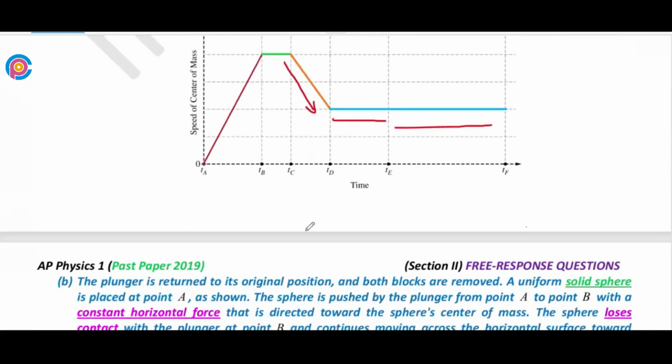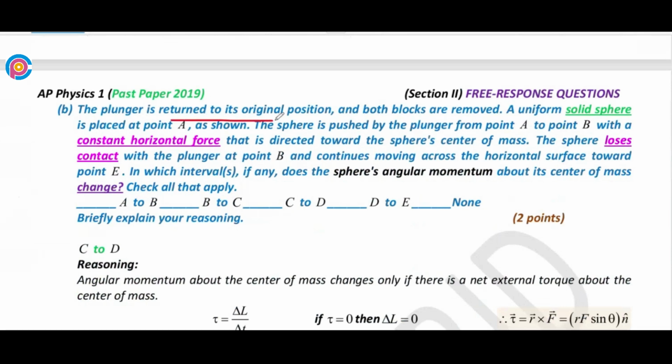In the next part of the question, the plunger is returned to its original position and both blocks are removed. A uniform solid sphere is placed at point A.